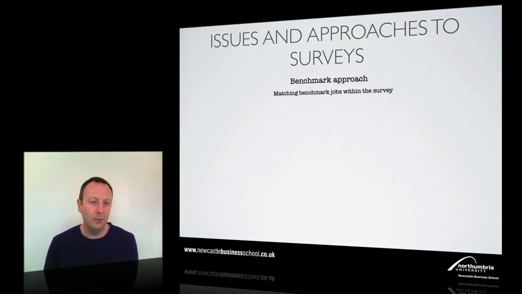Now, this is more difficult than it sounds, because organisations develop their job structure over time. Jobs develop, jobs change their meaning and importance and scope over time. And so even jobs within your organisation that match a job with exactly the same name in a survey may be entirely different things, because organisations go off on their own, in their own directions, and their jobs develop in different ways. So when these are all brought back together within a survey, it becomes very difficult to match up.